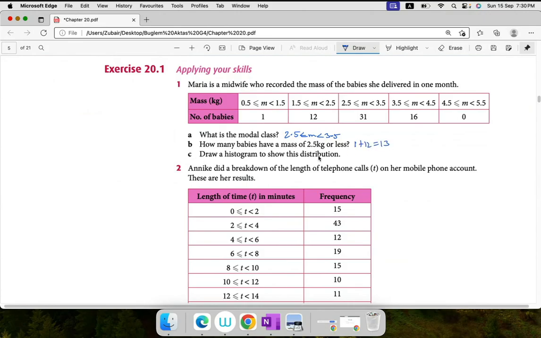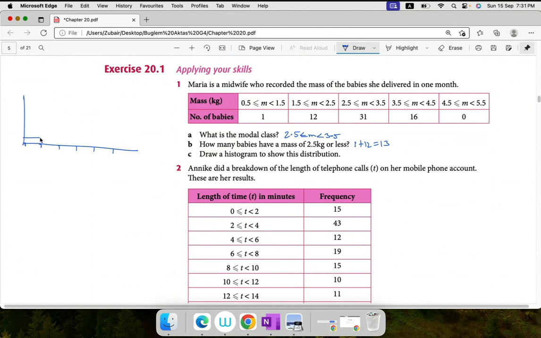Draw the histogram to show. So is there a gap already? There is no gap. Are the classes equal? The classes are equal. So we just straight away draw X and Y and complete it. So I'm just taking this as 0.5 and ending at 1.5. 1, 2, 3, 4, 5. This is third, this is fourth, this is fifth interval.